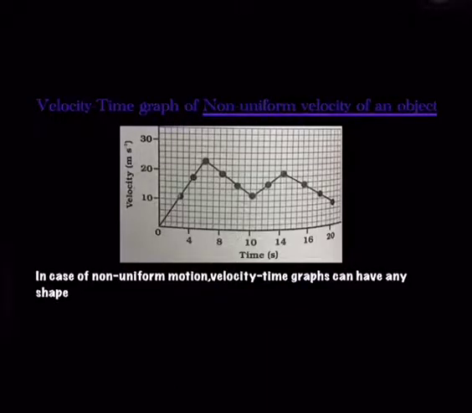Now the last one is velocity time graph of non-uniform velocity of an object. So for non-uniform velocity of an object, velocity time graphs can have any shape. This graph shows the velocity of the object is first increasing, then decreasing, again increasing, and then decreasing.